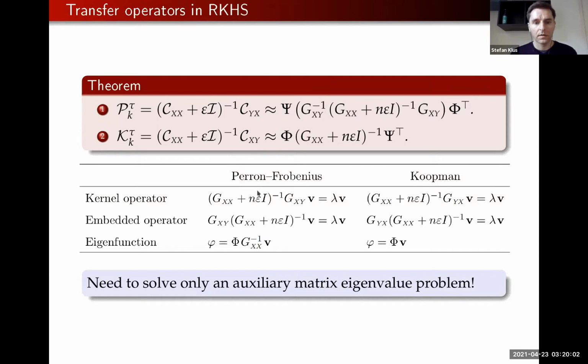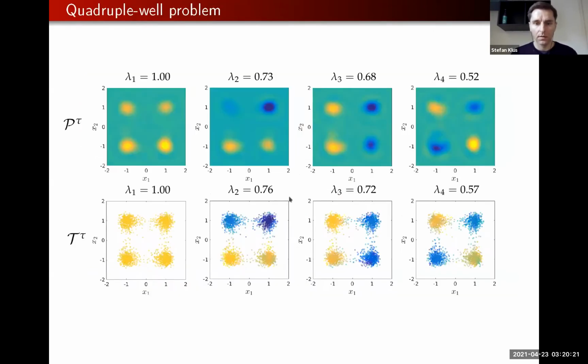So the trick here is to express these operators in terms of matrices, and then we can compute eigenvalues and eigenvectors of these matrices, and they then correspond to eigenvalues and eigenfunctions of these operators. So we just have to solve a matrix-valued eigenproblem, and then we obtain these functions that we are looking for, eigenfunctions.